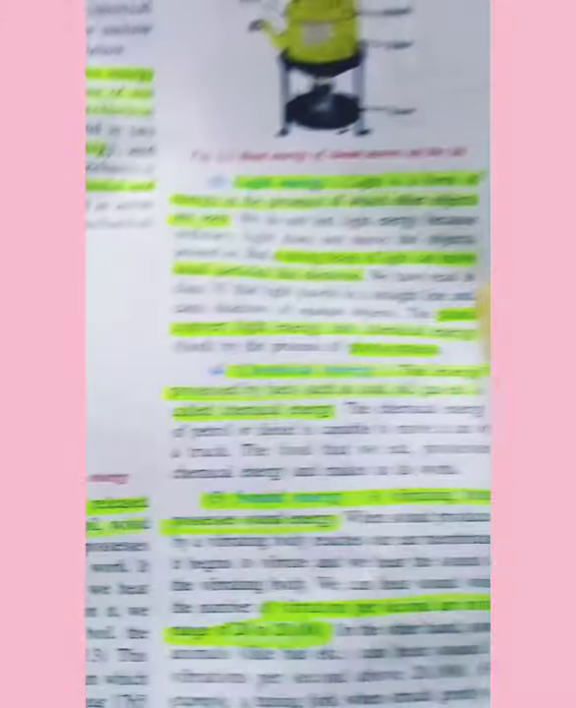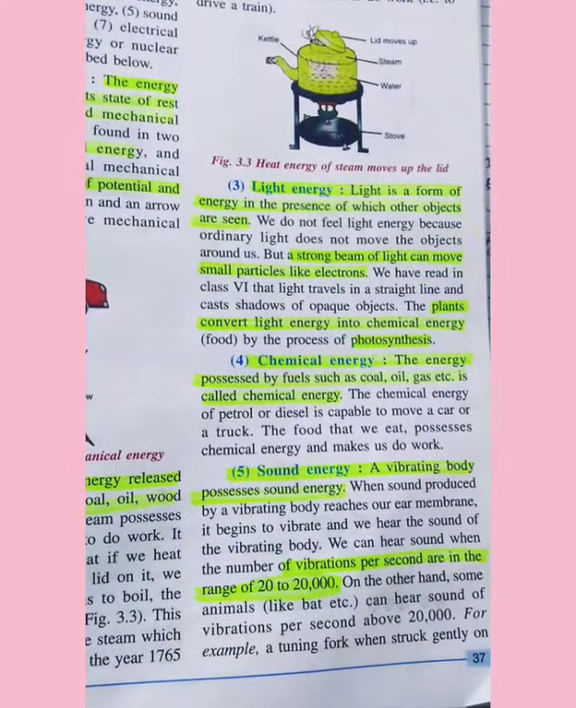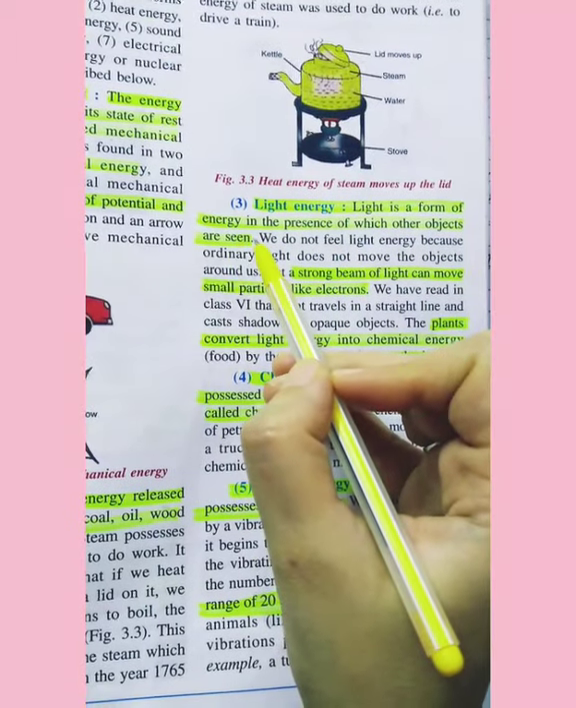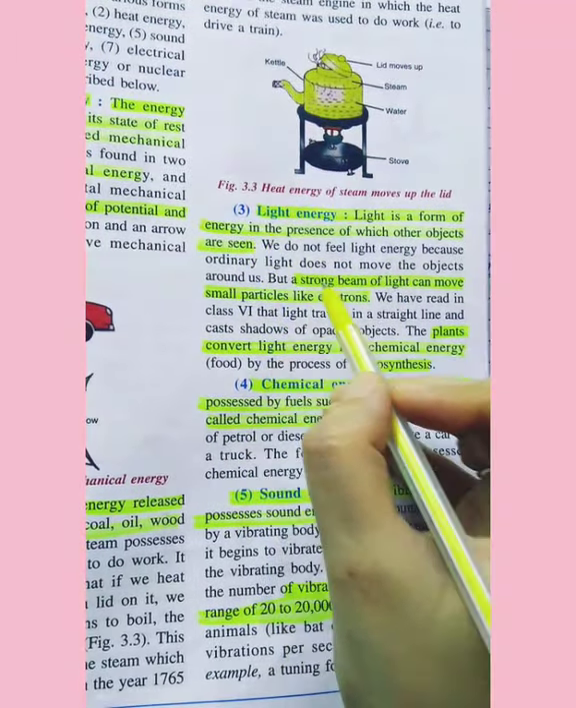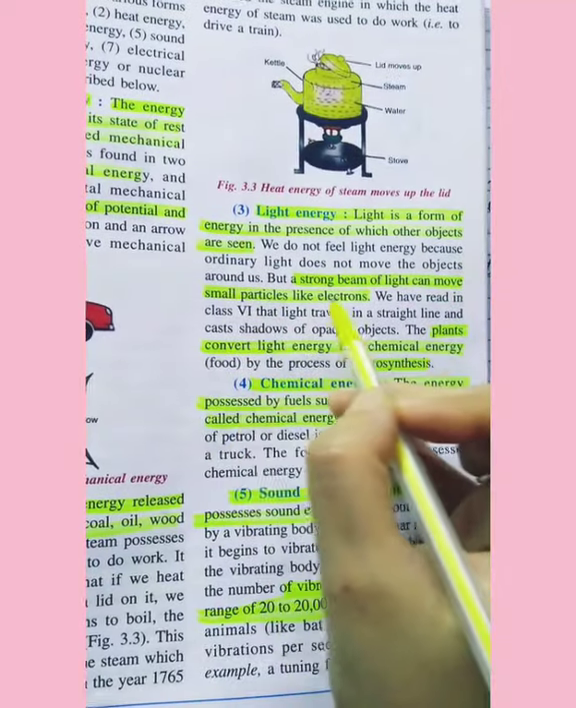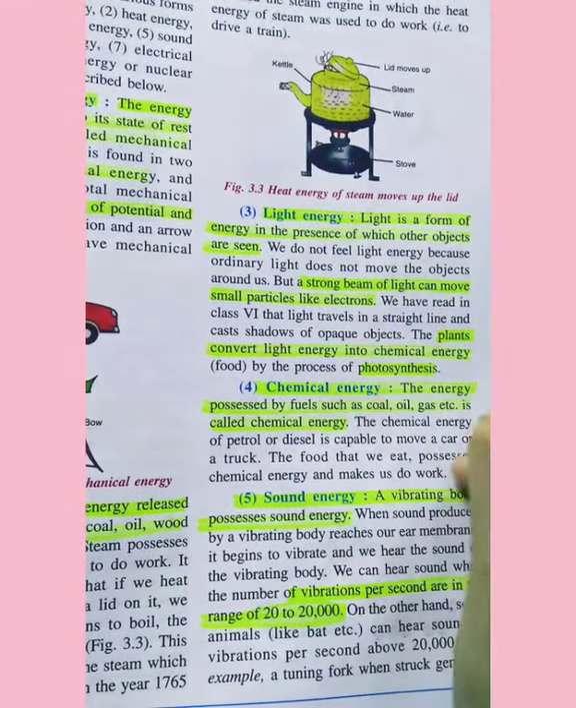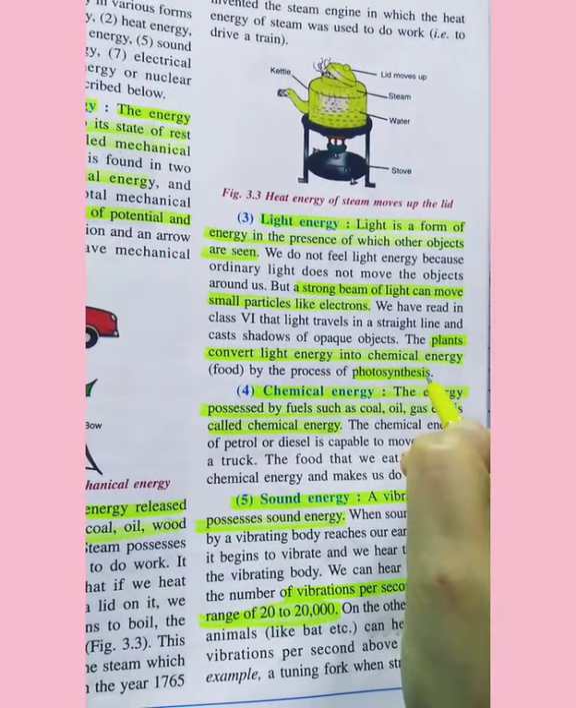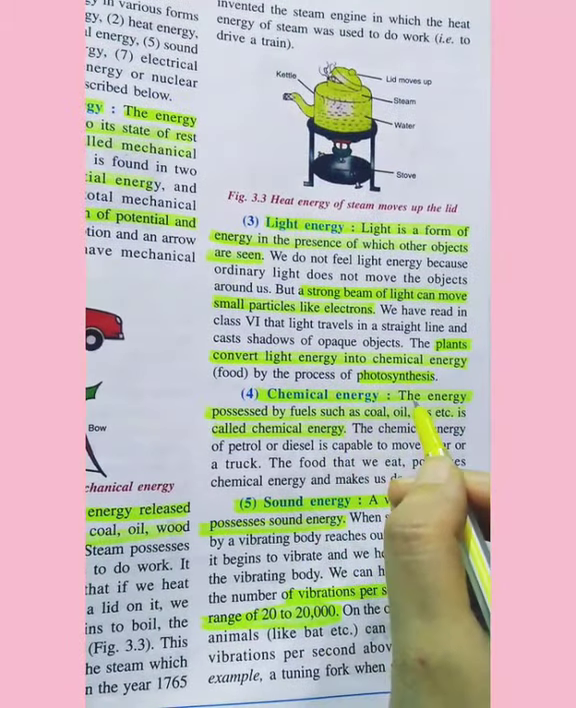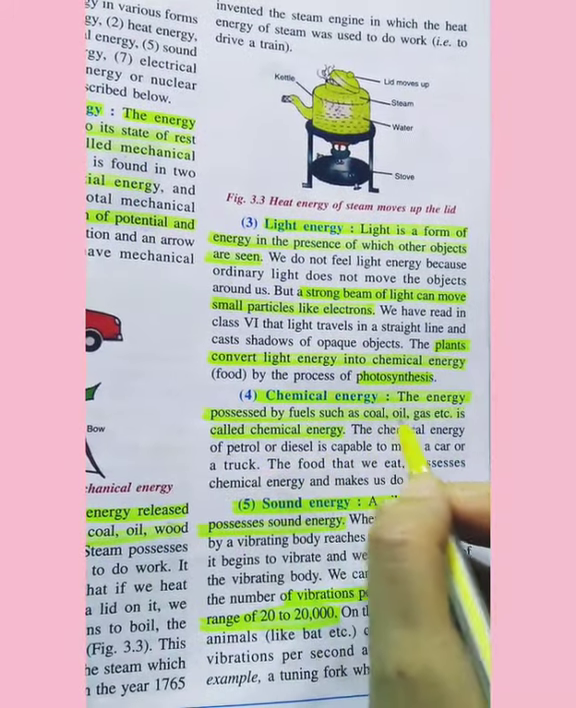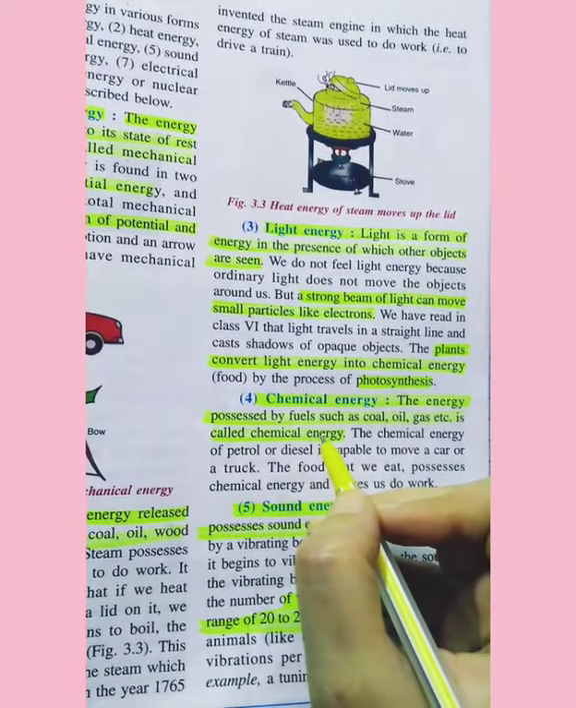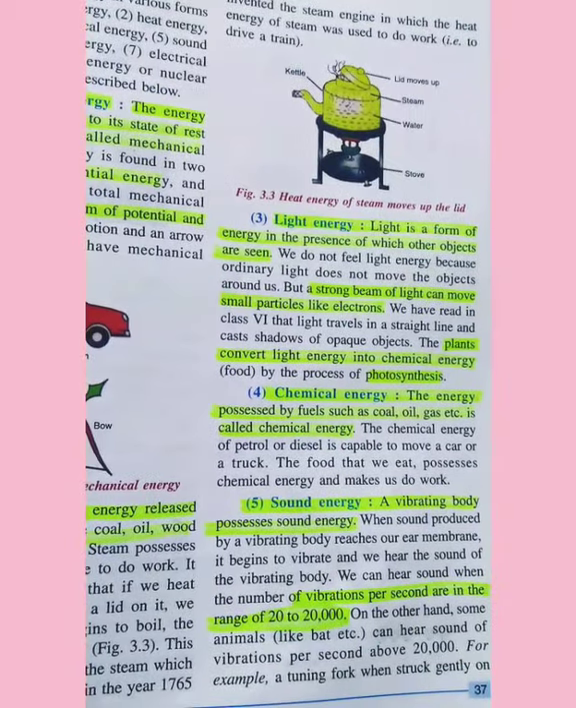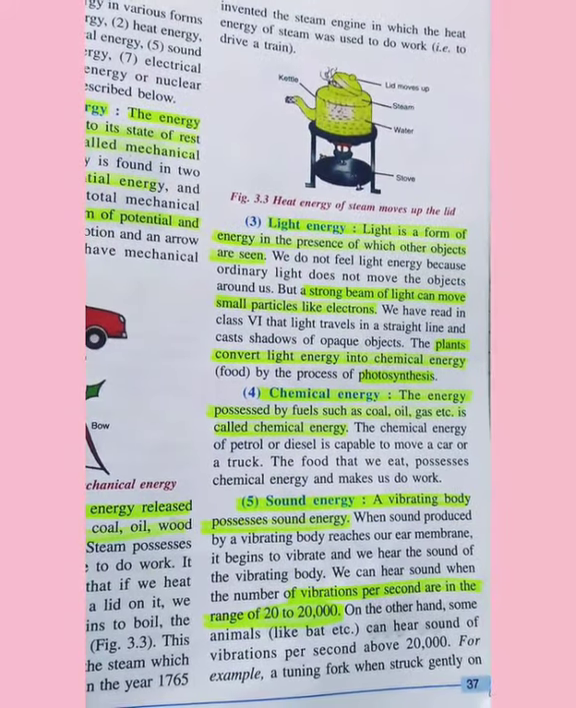Next comes light energy. Underline this. Light is a form of energy in the presence of which other objects are seen. Although light cannot move any object, a strong beam of light can move small particles like electrons. Also, plants convert light energy into chemical energy by the process of photosynthesis. Next is chemical energy. Underline this. The energy possessed by fuels such as coal, oil, gas, etc. is called chemical energy. And also children, the food that we eat also possesses chemical energy. Because of the energy that we get after eating food, we are able to do work.